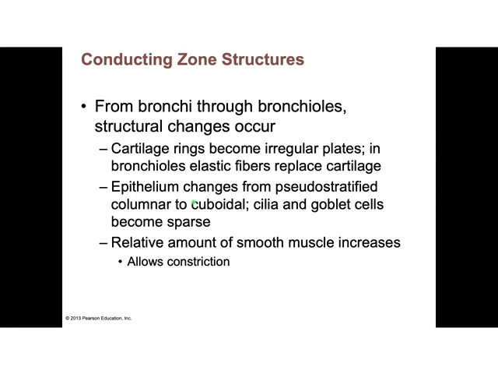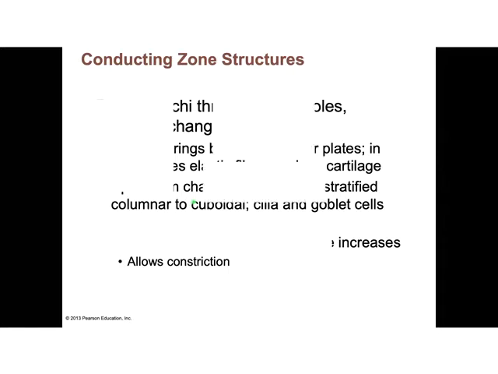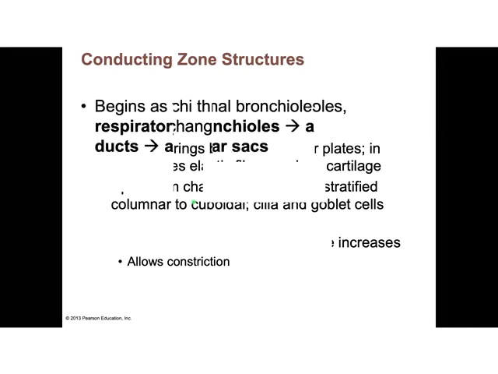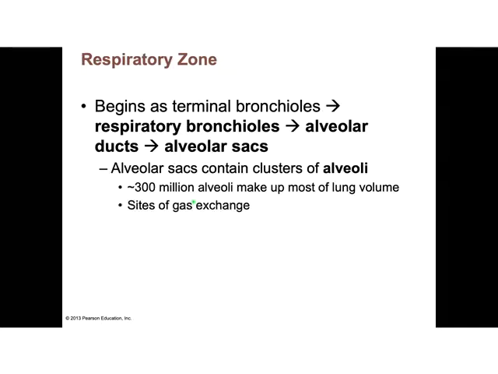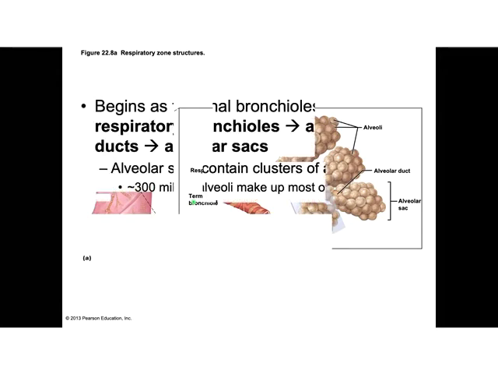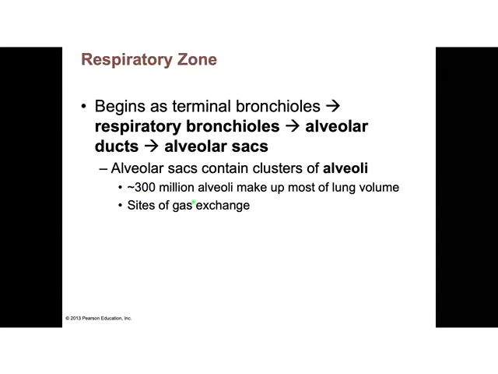The epithelia changes from pseudostratified columnar to cuboidal, and the cilia and the goblet cells become less frequent, and the amounts of smooth muscle increase, and that promotes the ability to move air to regions of the lung that have the greatest perfusion of blood, okay? The respiratory zone goes from the respiratory bronchioles to the alveolar ducts to the alveolar sacs, and they all engage in gas exchange because of the presence of respiratory membrane in all of these structures, okay?